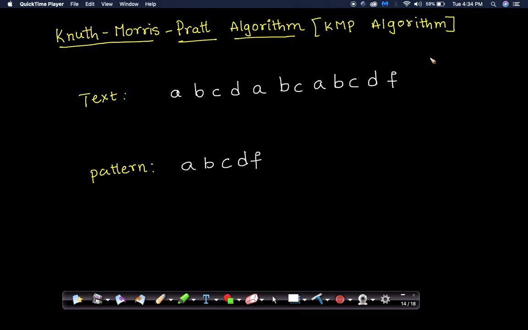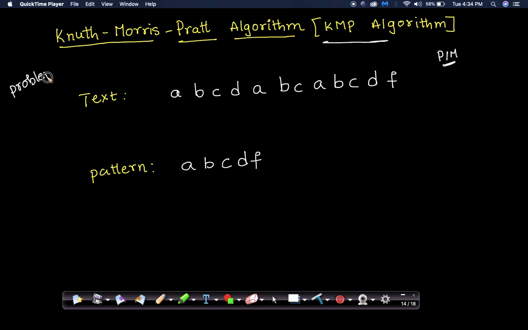Let's see one of the string matching or pattern matching algorithms, and the name of this algorithm is the KMP algorithm. Why KMP? Because these are the three scientists who proposed this algorithm. Now we'll see what exactly was proposed here, and before going to that, first we'll understand what the problem is here.